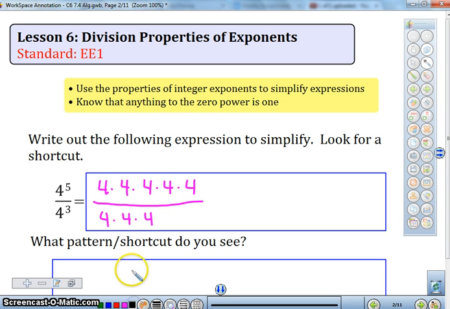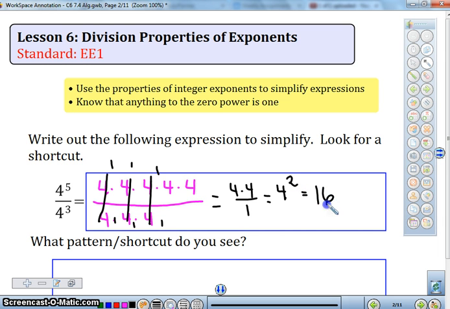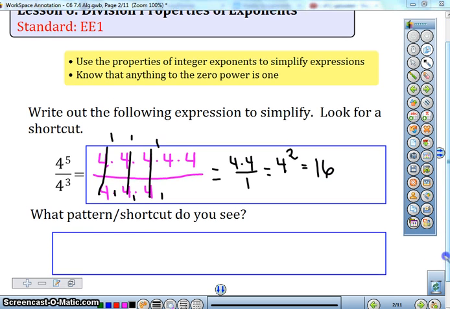Now, when you're asked to simplify it, remember, 4 over 4 is the same as 1, another 4 over 4 is the same as 1, and 4 over 4 is the same as 1. And we are left with, for our answer, 4 times 4 over 1. How could we write that as a power? 4 to the 2nd, and our answer would actually be 16 in simplest form.